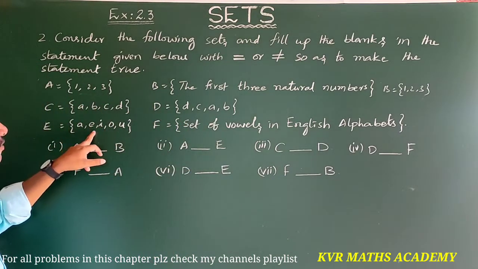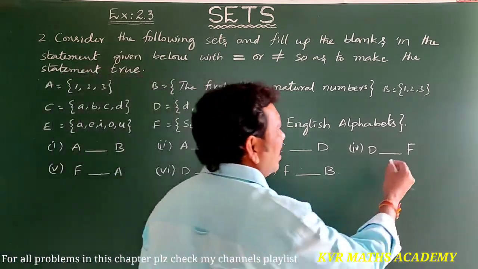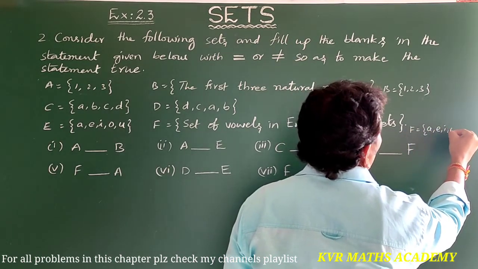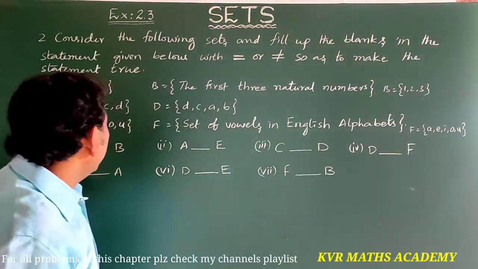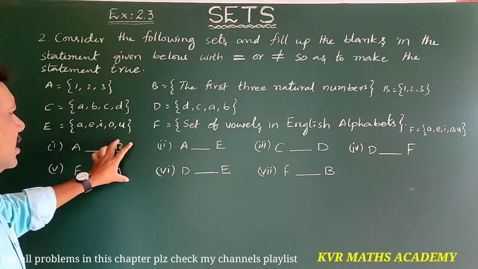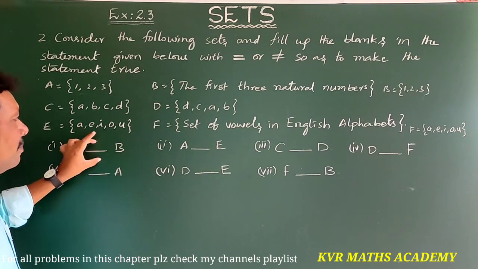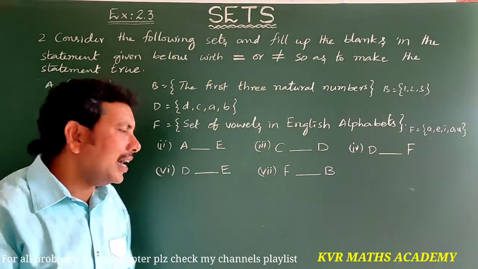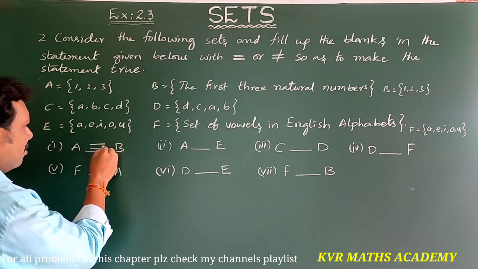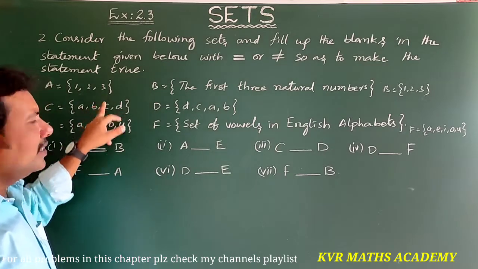Next, E is equal to set of a, e, i, o, u, and F is equal to set of vowels in English alphabet. Set of vowels in English alphabet means F is equal to set of a, e, i, o, u only. So that's why E and F are also equal. By this, let us do these seven problems. A dash B: we have to fill up the blanks with equal to or not equal to. A dash B means A is equal to B or not? Exactly, equal. Next, A dash E: A and E, these both are not equal.